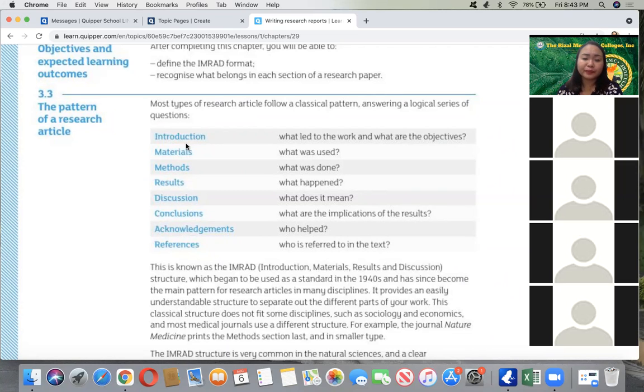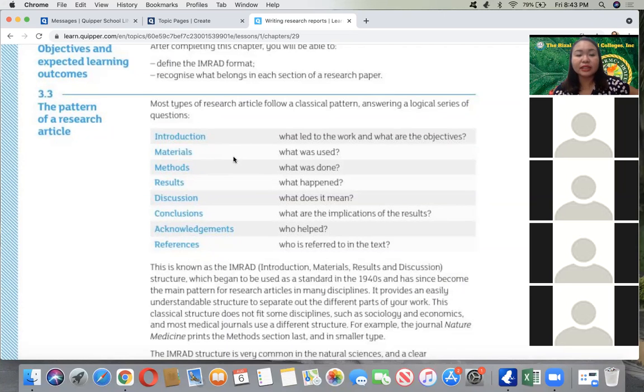So you set the background. What is the importance of your topic? And what is the problem? And why do you study this? And you present the objectives. That's why in the end of the introduction, we have the objectives.